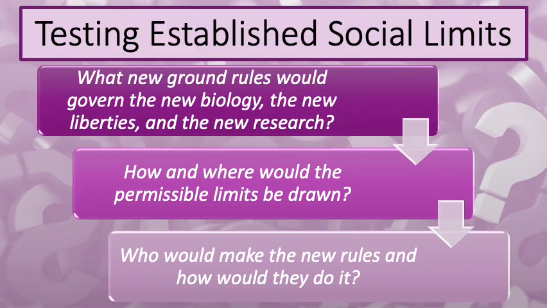How and where should and would we draw permissible limits? How do we know what a permissible limit is? And who's going to make the rules that are going to govern this new frontier of medicine? And how are they going to make these rules? And this is really going to lead us into the people that we call the pioneers of bioethics. So the pioneers of bioethics we're going to talk about as the theologians and the philosophers.